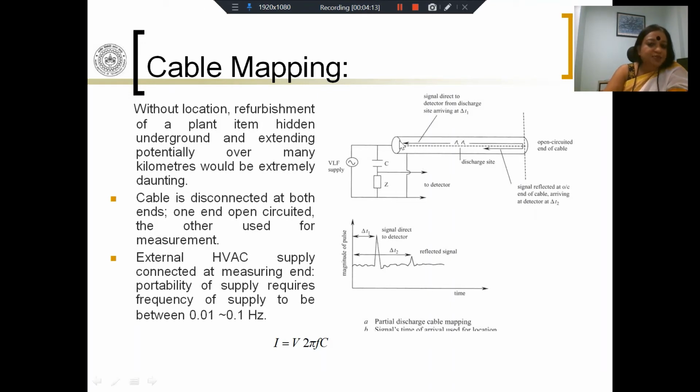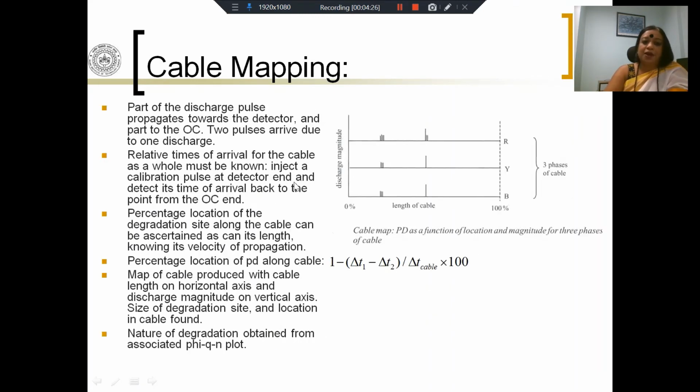And when will that be? It will have traveled twice the distance of the cable. It will have traveled to the open circuit end, been reflected from the open circuit end, and traveled back. So it will traverse twice the distance of the cable. What we will do is estimate the time taken for the signal to travel twice this distance. So the time of arrival back at the point from the open circuit end will be estimated.